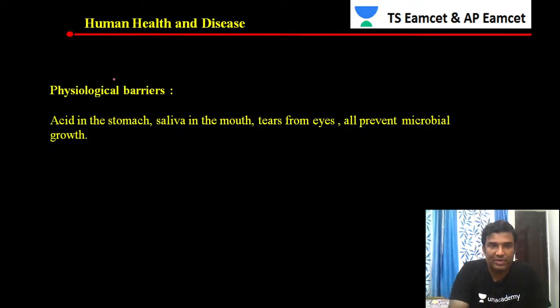Now let us come back to the physiological barriers. Just now we have seen the mucus, which is acting as a physiological barrier. At the same time, now let us see acid in the stomach.